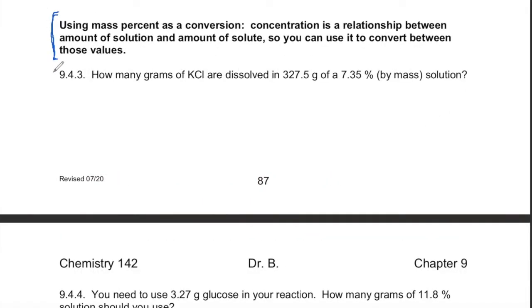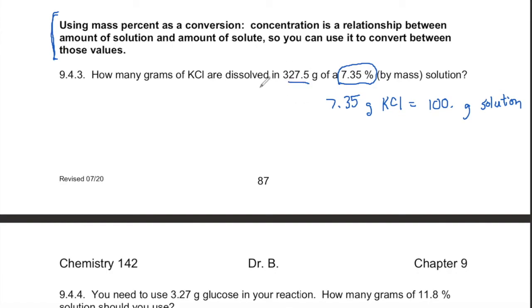So since the mass percent is a relationship, we can use it as a conversion factor. Any concentration is a relationship and can be used as a conversion factor. So we should take a look at this. What does this mass percent mean? Remember, percent means per 100. So for every 100 grams of the solution, the mixture, we have 7.35 grams of that being potassium chloride. So this is our relationship that the concentration is telling us.